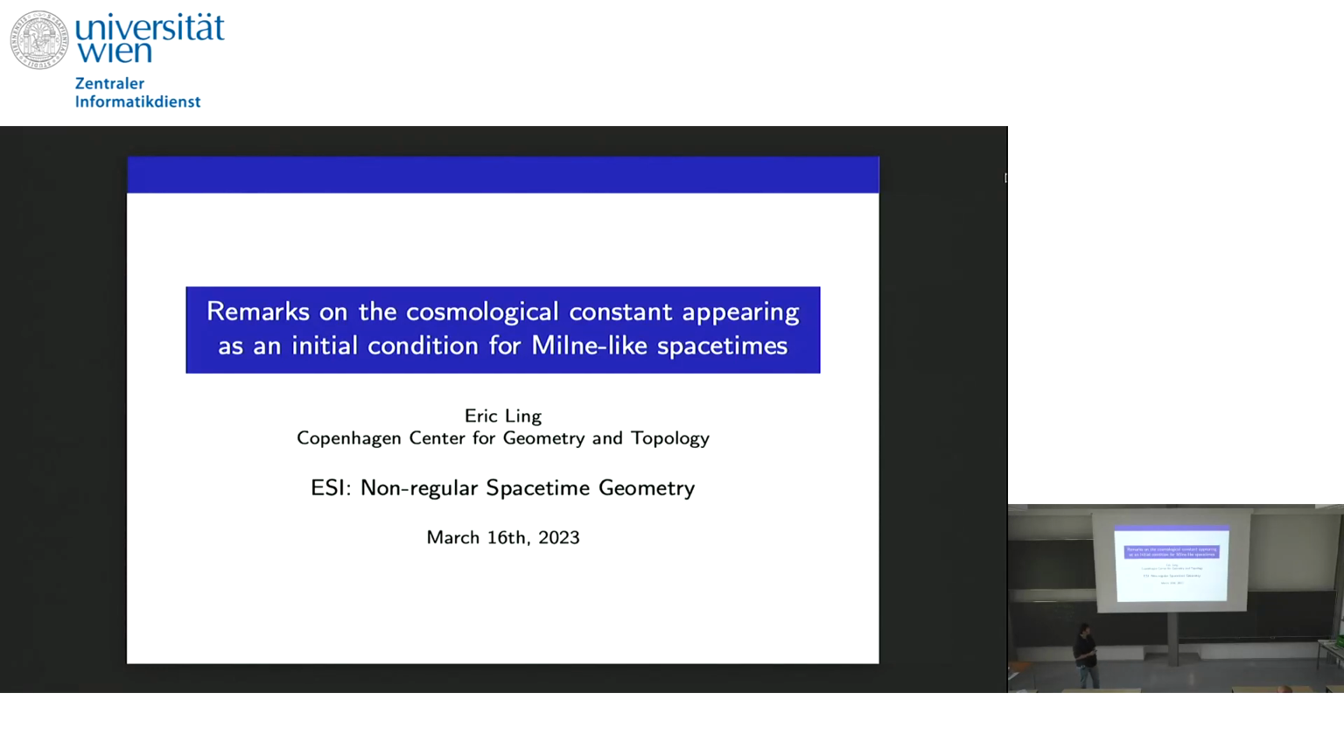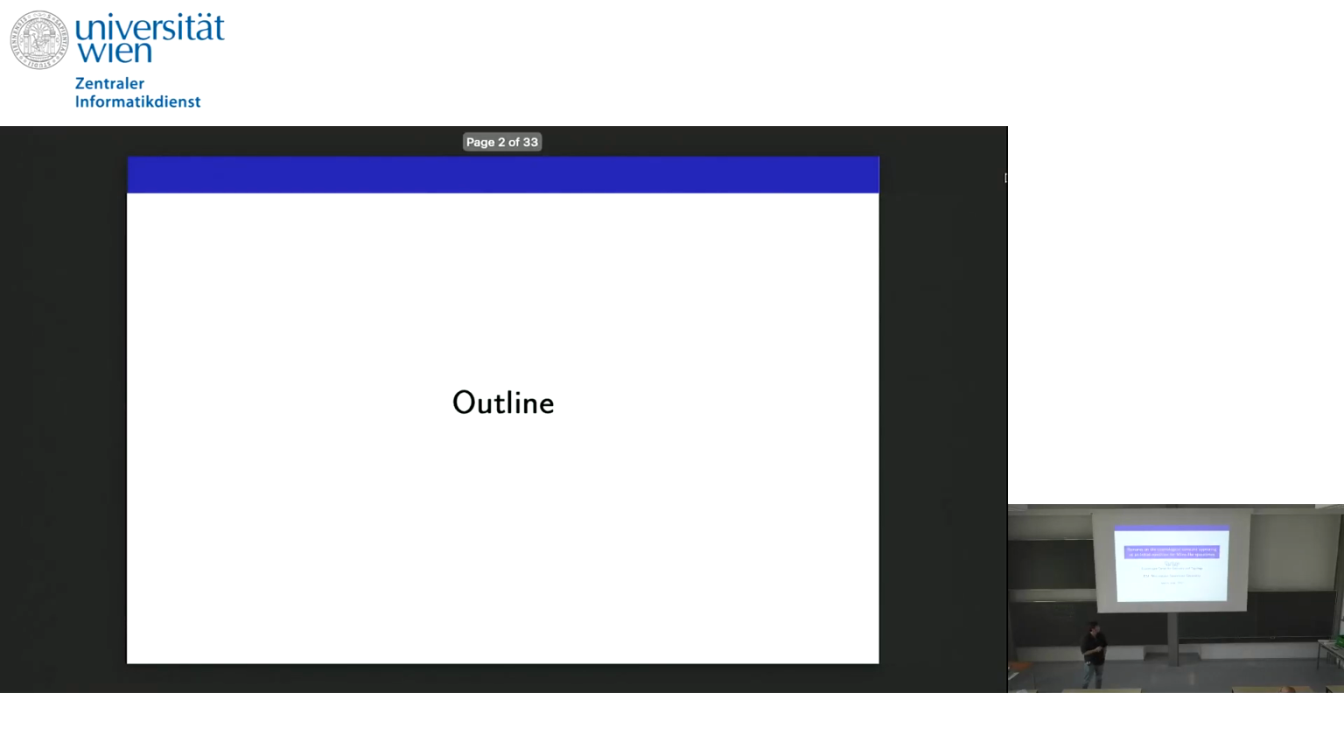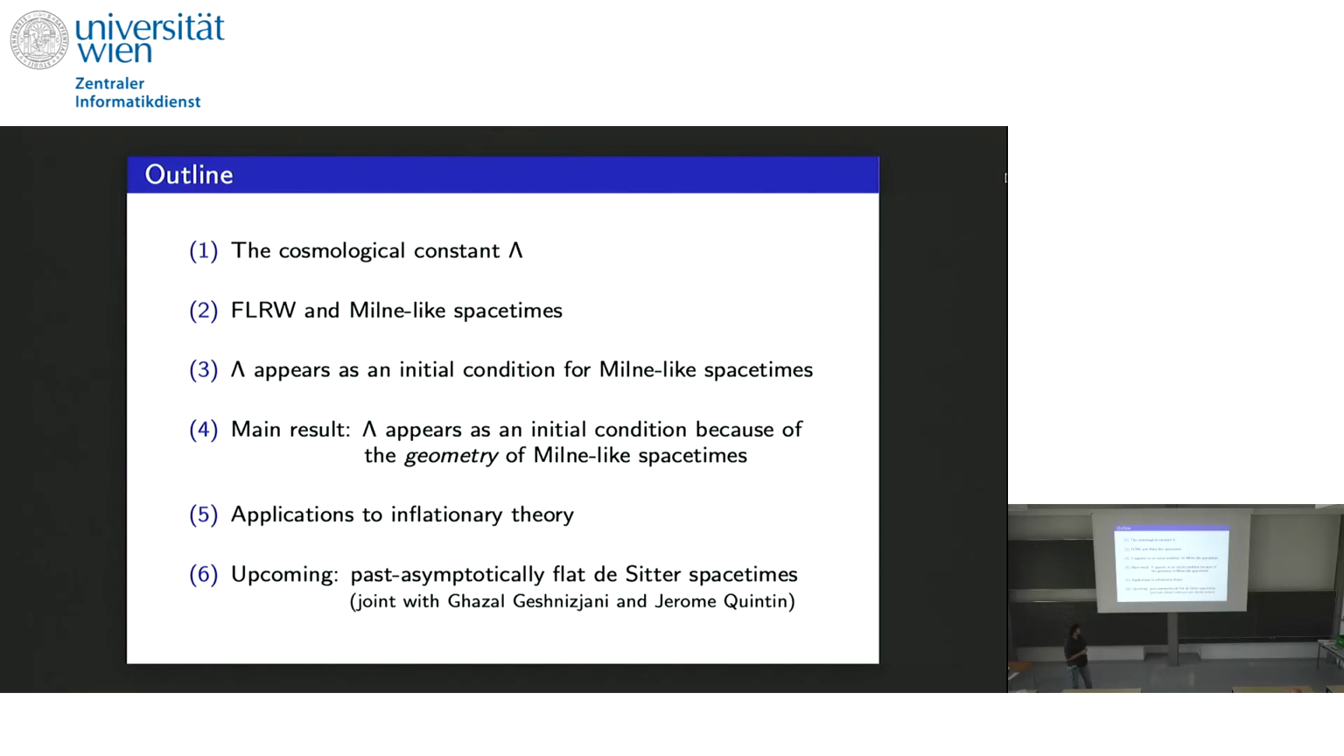So yes, I'm going to talk about the cosmological constant appearing as an initial condition for Milne-like spacetimes. Okay, let me give a quick outline of what I'm going to talk about. I'm just going to give a quick introduction to the cosmological constant and why we put it in the Einstein equations. Then I'll quickly review FLRW and Milne-like spacetimes. I'll show how lambda appears as an initial condition for Milne-like spacetimes.